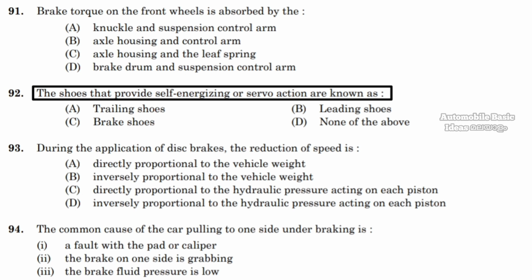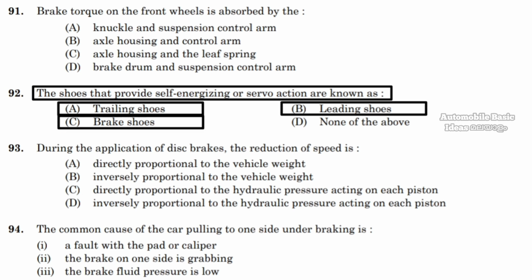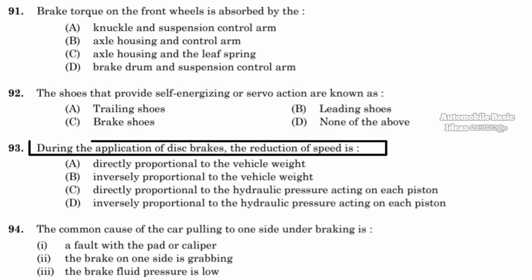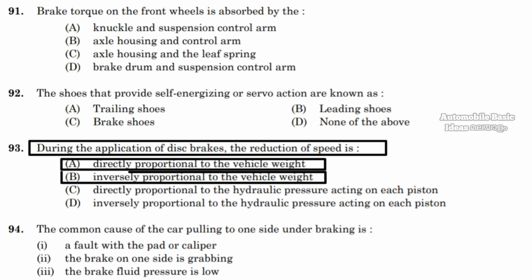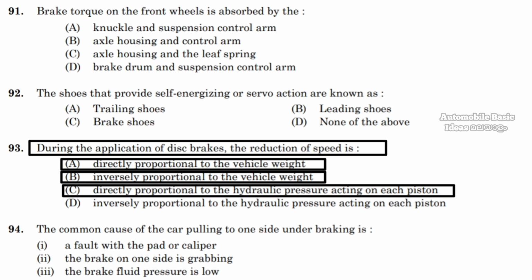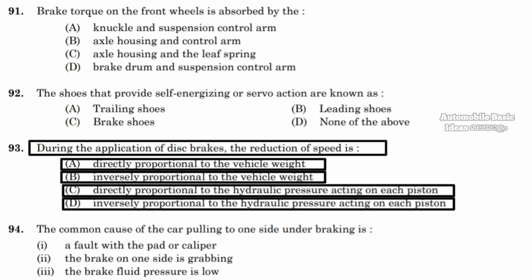92. The shoes that provide self-energizing or servo action are known as: A. Trailing shoes. B. Leading shoes. C. Brake shoes. D. None of the above. Answer B. Leading shoes. 93. During the application of disc brakes, the reduction of speed is: A. Directly proportional to the vehicle weight. B. Inversely proportional to the vehicle weight. C. Directly proportional to the hydraulic pressure acting on each piston. D. Inversely proportional to the hydraulic pressure acting on each piston. Answer C. Directly proportional to the hydraulic pressure acting on each piston.